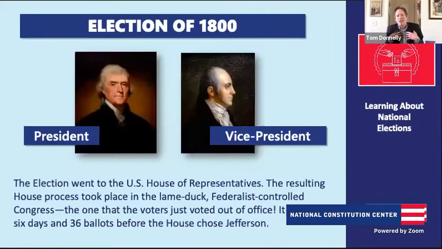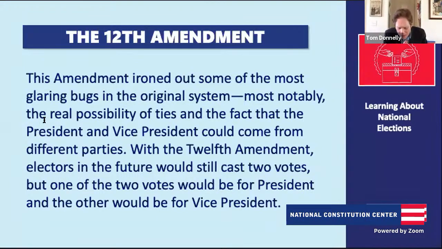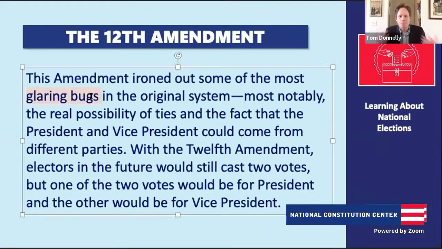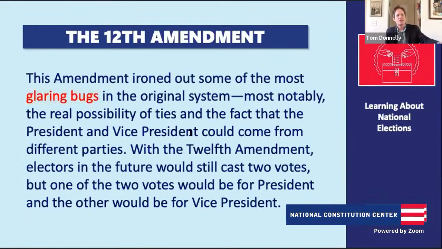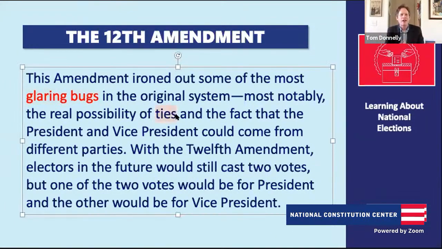But we decide very quickly this system isn't working very well. We need to figure out a way to adjust it to recognize the fact we're going to have political parties. And so very quickly, we move to amend the Constitution with the 12th Amendment, and we look to iron out some of the bugs in that original system. We want to avoid the real possibility of ties, and we also want to really make sure that the president and the vice president are going to usually come from the same party.